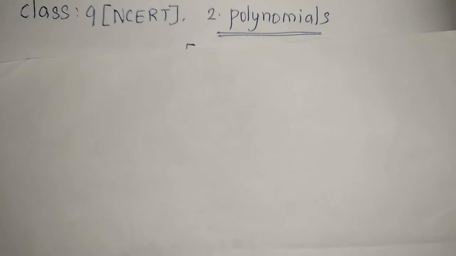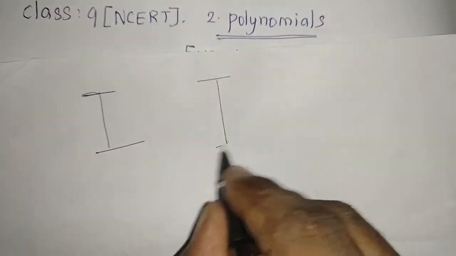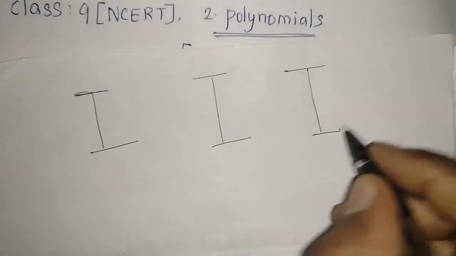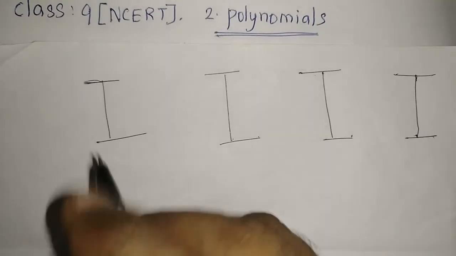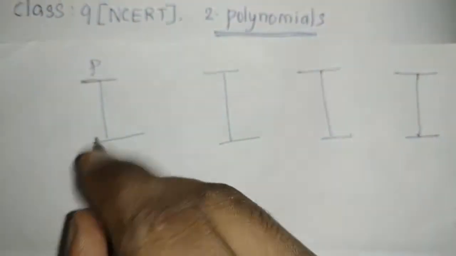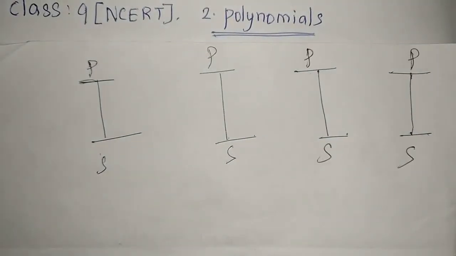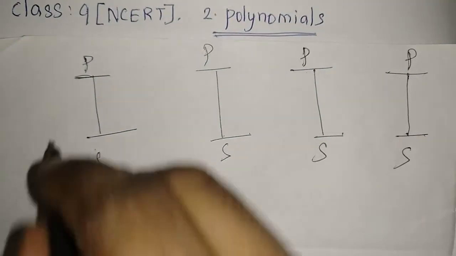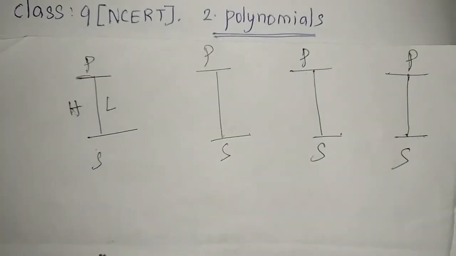Now I will show the I factors. Totally, we have 4 types of I factors: 1, 2, 3 and the last one, 4. I'm dividing all the types. Here we will write the product value and here the sum value. Now here we write the highest number in one place and the lowest number in another. Sometimes we will get them equal.